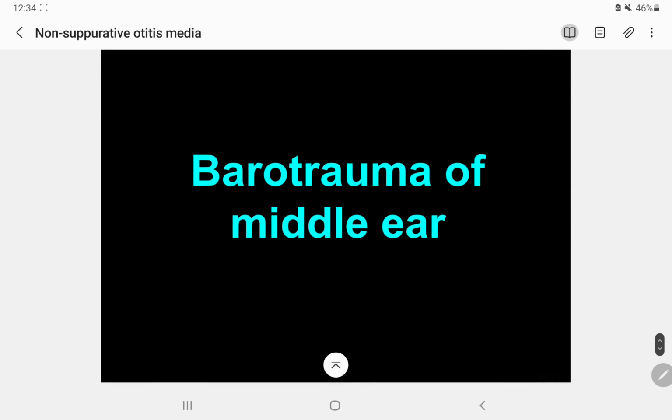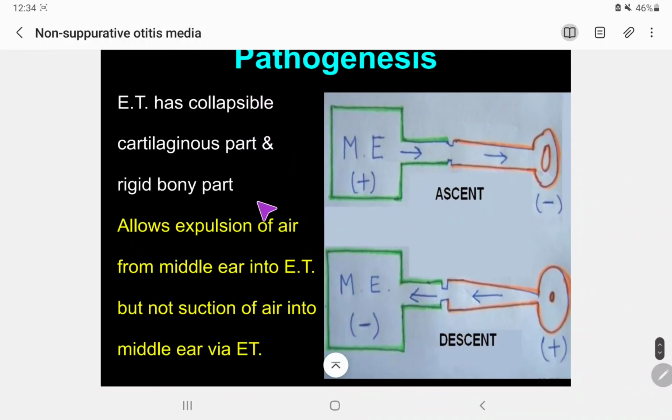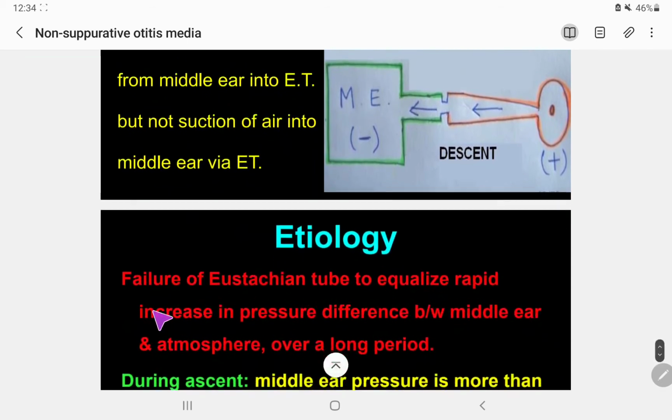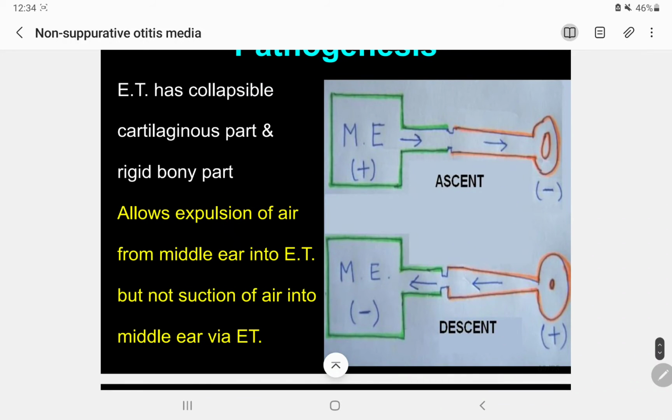Now next, a very small but important topic, the barotrauma of the middle ear. In barotrauma, the eustachian tube has a collapsible cartilaginous part. So there are two parts in the eustachian tube: one is vulnerable to collapse, that is the cartilaginous part, and the other is the rigid bony part. It allows expulsion of air from the middle ear into the eustachian tube, but not suction of air into the middle ear cavity via the eustachian tube. This is what happens in the pathogenesis.